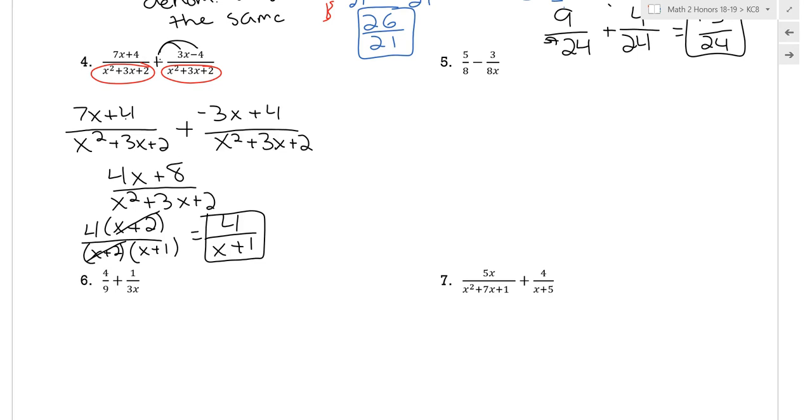If you look at number 5, these do not have a common denominator. So I'm just going to quickly rewrite this as 5 over 8 minus 3 over 8 times x. On the side, I'm going to do the LCD. If these numbers weren't the same, I'd break them apart more, but I'm not worried about it because they're the exact same number. So my least common denominator has an 8, and it has an x.